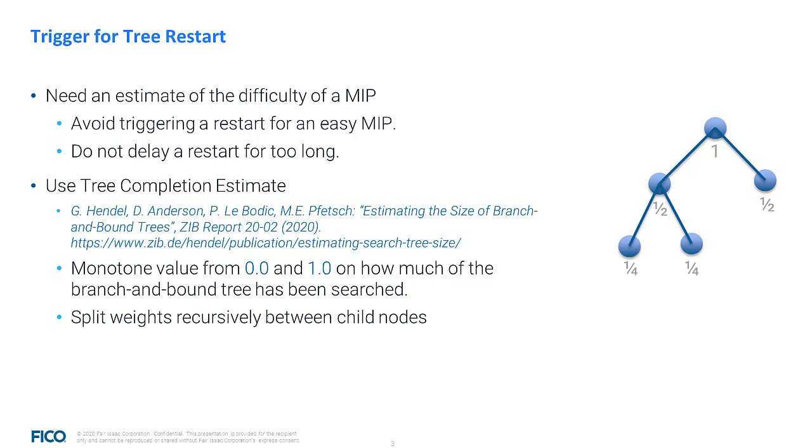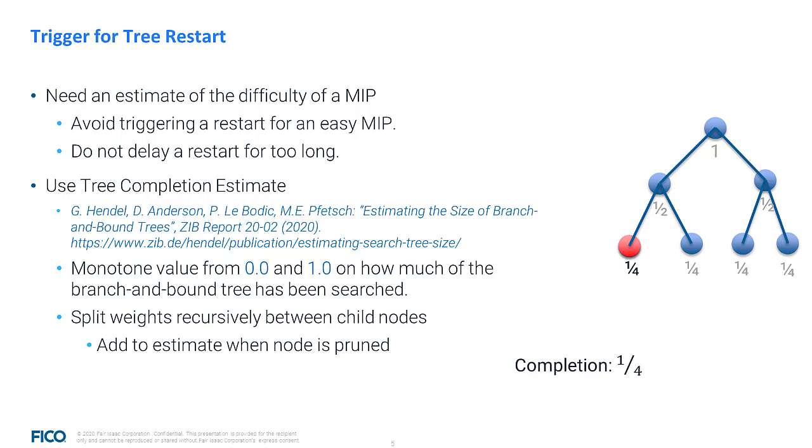Here we branch on a node with weight 1/2 and split it evenly into two children with weight 1/4 each. Another branch, and if one node is cut off, we add it to the completion estimate. We branch again, and if now both child nodes are cut off, we add them to the estimate. So at this point, our running completion estimate is 1/2.